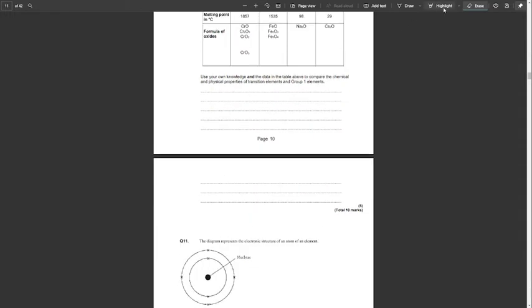So now let's see. It says to compare the chemical and physical properties of transition elements and group 1 elements. So judging by the amount of marks you've got here, it's looking for 3 points. And they need to be explained. So it's all well and good you just writing 3 points.